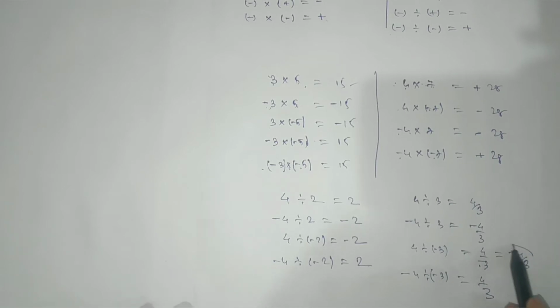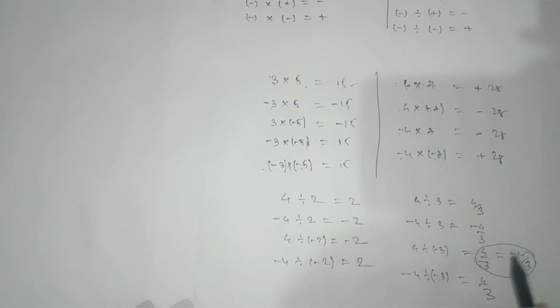So let's see how this rule comes about. Why does minus 3 in the denominator become minus 4 by 3?